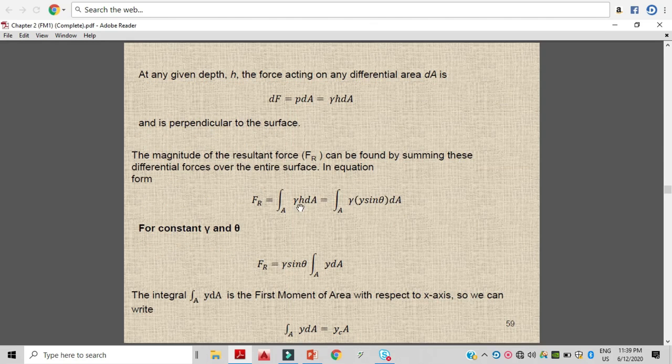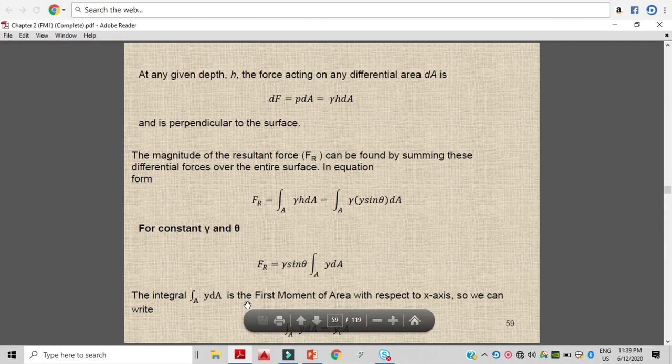So we replace h with y sine theta, and then finally Fr is equal to, theta is constant, specific weight of the fluid is constant, and the only variable is y. So y dA over the entire area, so we can write down the integral of y dA over area.